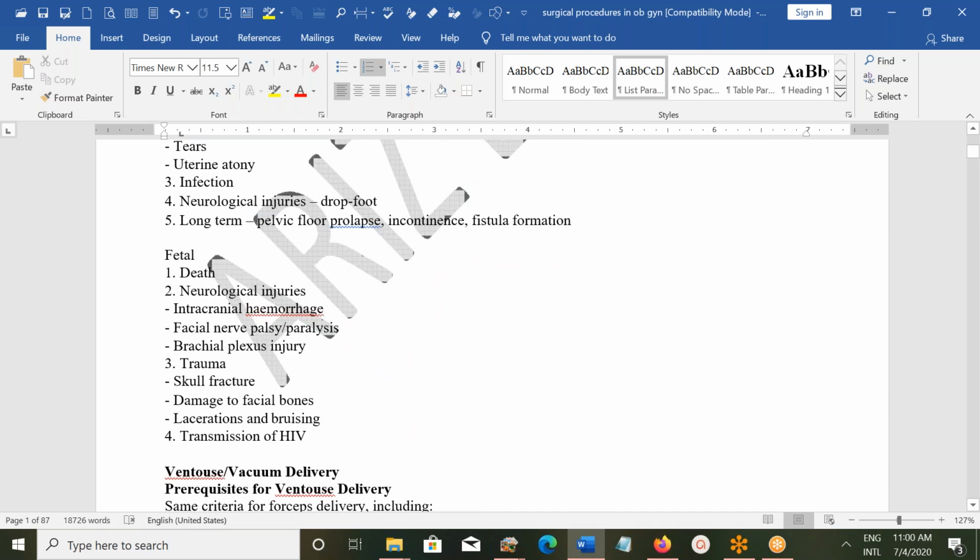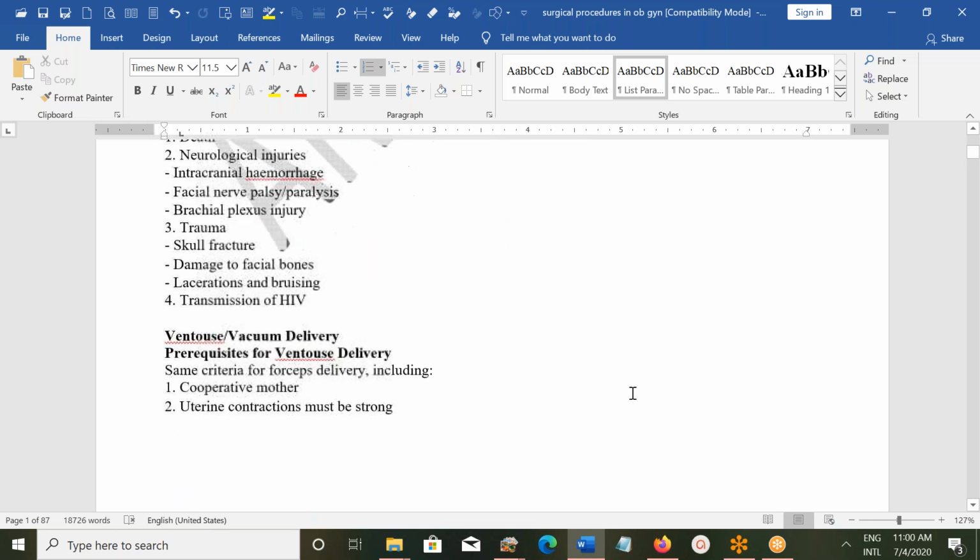Problems for the baby: death, neurological injuries, intracranial hemorrhage, facial nerve palsy, paralysis, brachial plexus injury, trauma, skull fracture, damage to the facial bones, lacerations and bruising, and then transmission of HIV if the mother is positive.